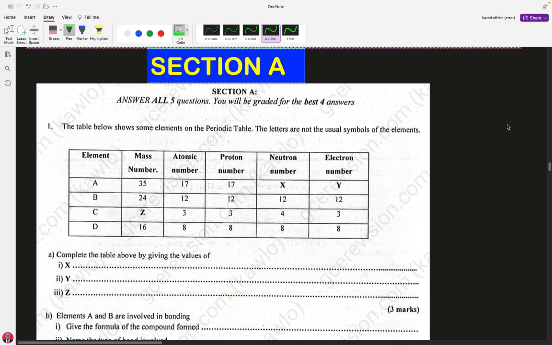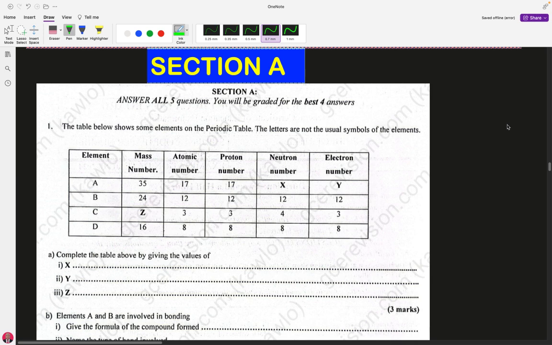These are the elements. We have the mass numbers, the atomic numbers, the proton numbers, the neutron numbers, and the electron numbers given. We are going to complete this using the letters that have been given to us. Remember, as I told you, the periodic table is like your Bible. Every one of you is supposed to have a good knowledge of the periodic table, especially the first 20 elements as required by the syllabus.